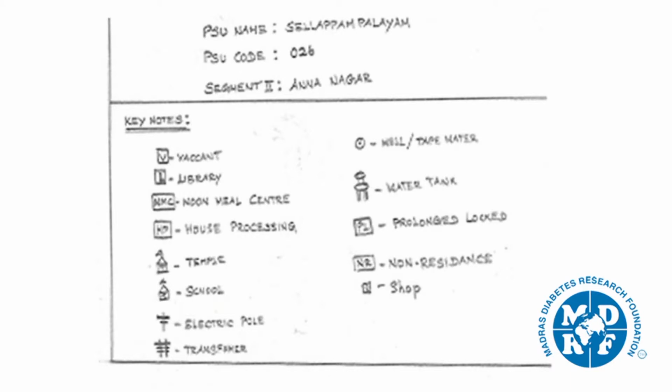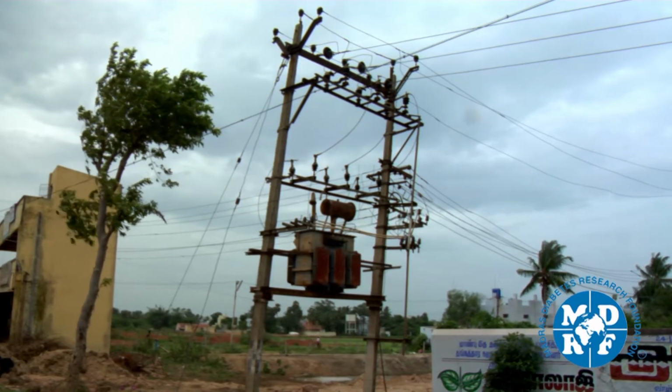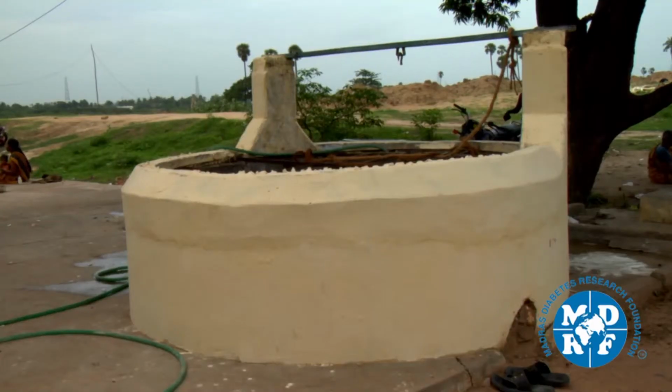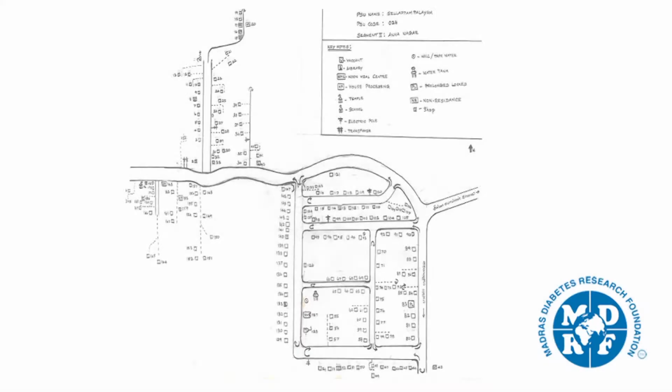Let us now see symbols used in the mapping process. After marking all structures in the map, some important symbols also need to be marked in the map to make the structures easily identifiable or to locate the structures easily. Here are some examples of symbols used in a rural PSU, such as transformer, water tank, common well, motor room, hand pump, and small bridge. This is an example of a structure map with all the structures marked and numbered along with the important landmarks in the PSU.